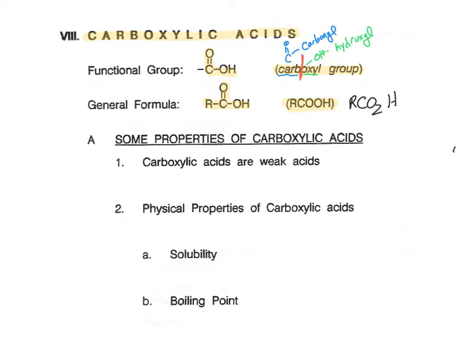Some of the properties of carboxylic acids are that they are weak acids. That is the only property we're going to discuss right now. Carboxylic acids are all weak acids. How do we know they're not strong? Recall there are only 6 strong acids. These are the set of other acids. We will come back to the other properties later.